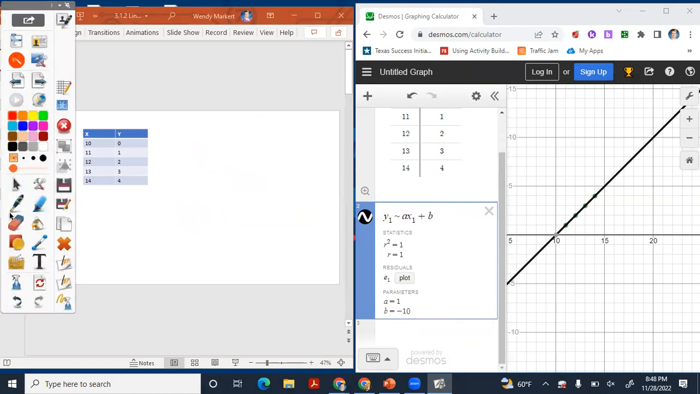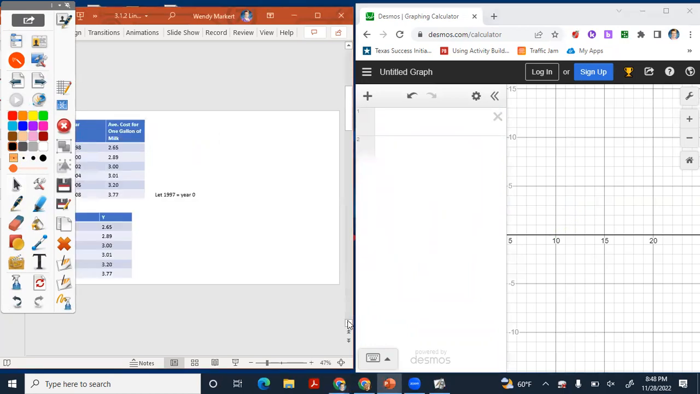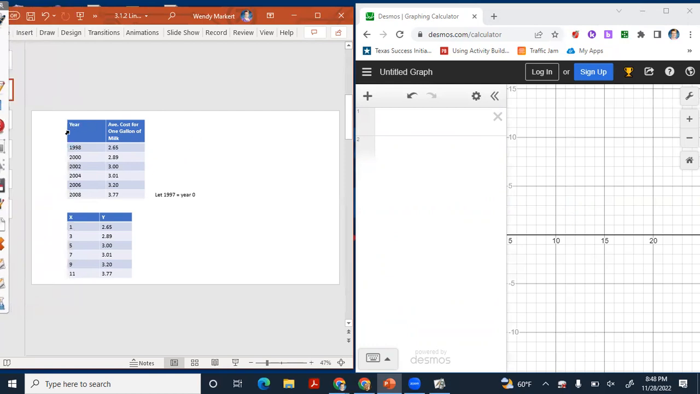Okay, let's erase this. I'm going to clear out Desmos. And let's go to data that may not be quite as neat. So here we have year and average cost of 1 gallon of milk. So in 1998, a gallon of milk cost $2.65. In the year 2000, $2.89, 2002, $3, and so on. So let's look at what this data looks like.